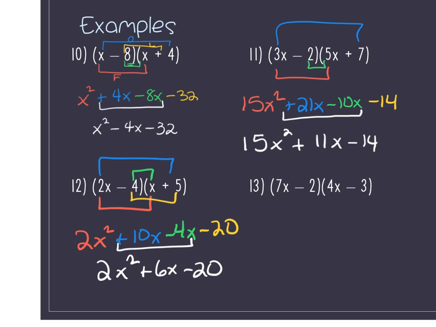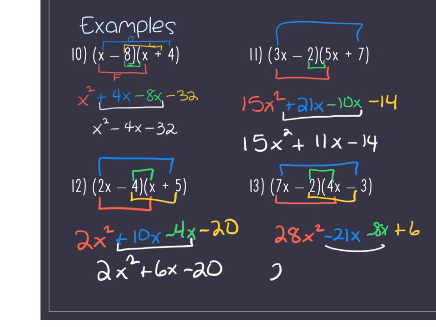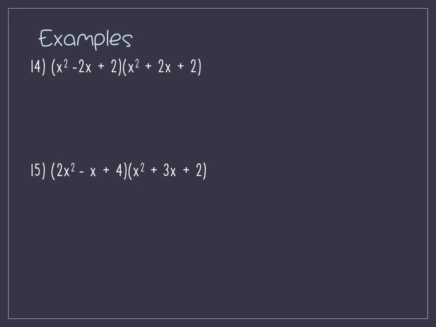Last one, first is 28x squared, the outside, -21x, inside, -8x, and last, positive 6. Combine your middles, and you end up with 28x squared minus 29x plus 6. And you're done. So the next, we're going to multiply two trinomials.